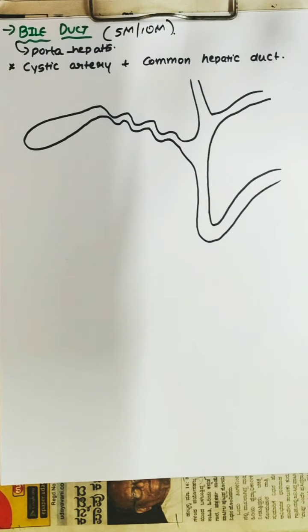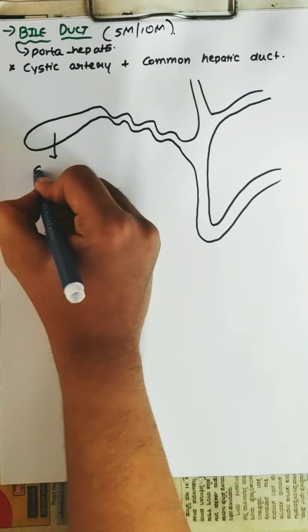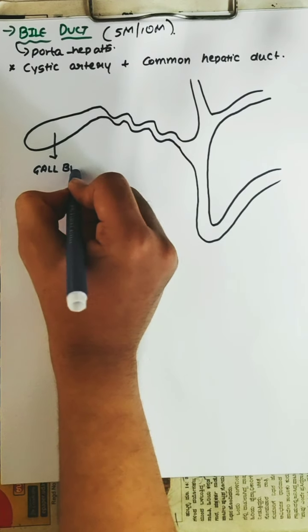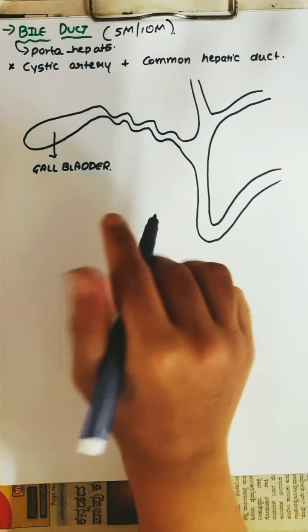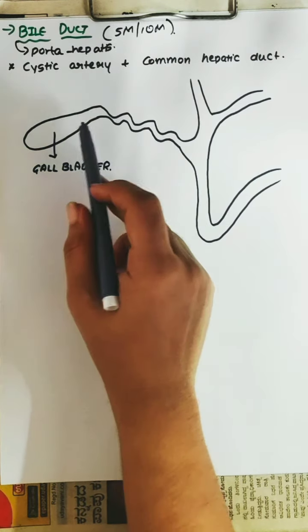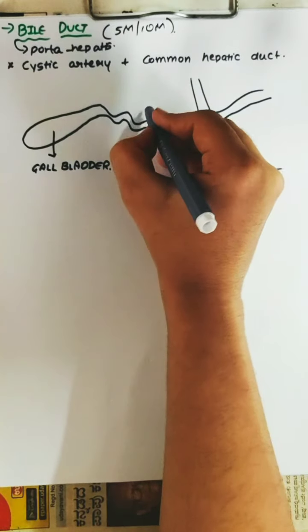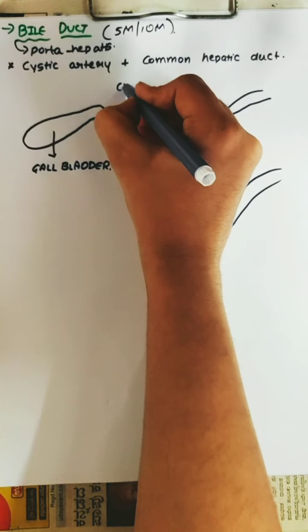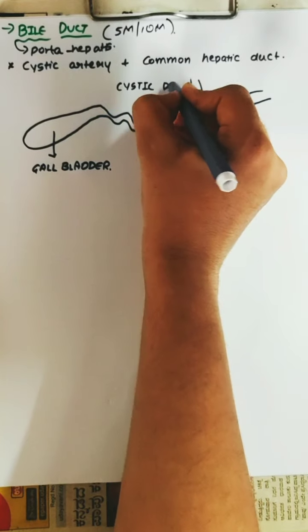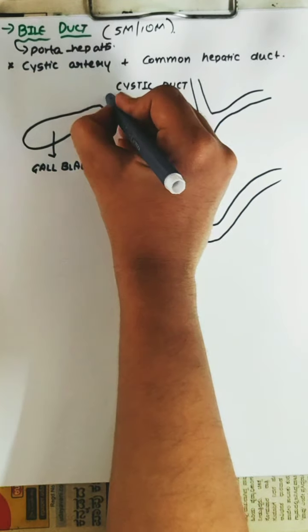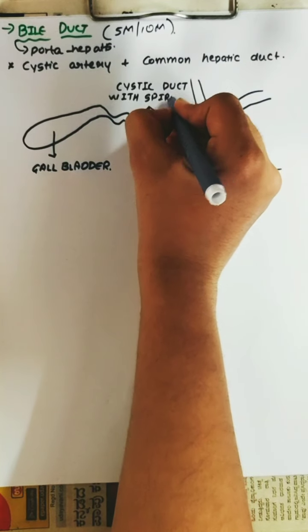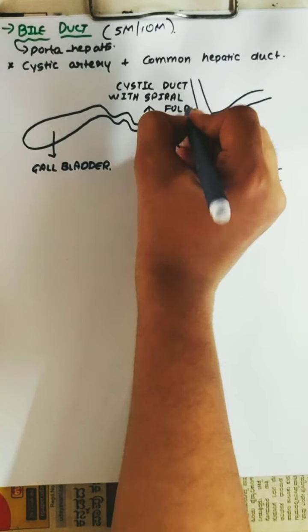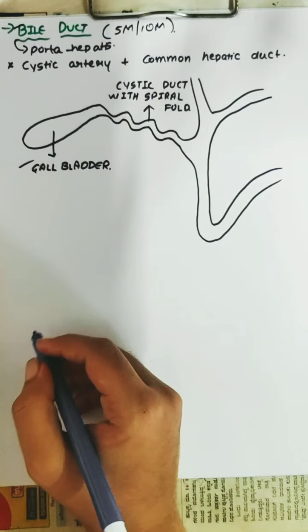So this is the rough diagram of the bile duct, gallbladder, everything. This enlarged structure is the gallbladder. This is the cystic duct with spiral fold, which we are going to speak about in the upcoming classes. The cystic duct is not an important question actually. Just study the gallbladder and bile duct, that is more than enough.